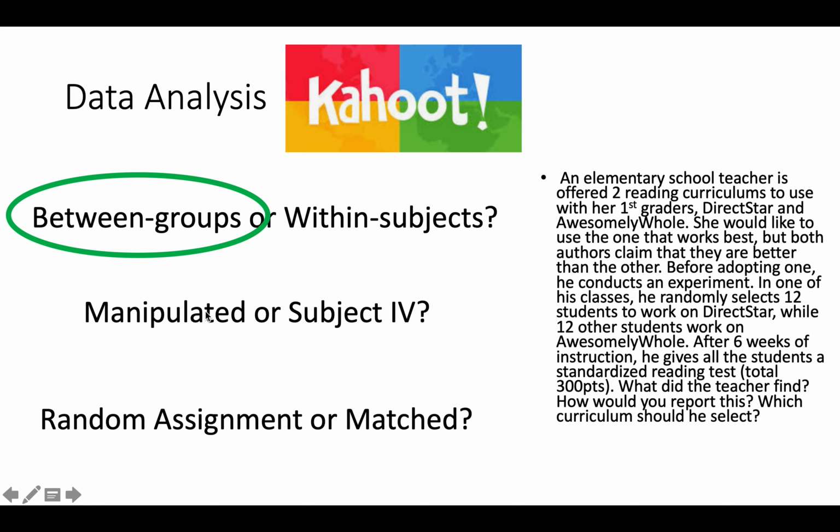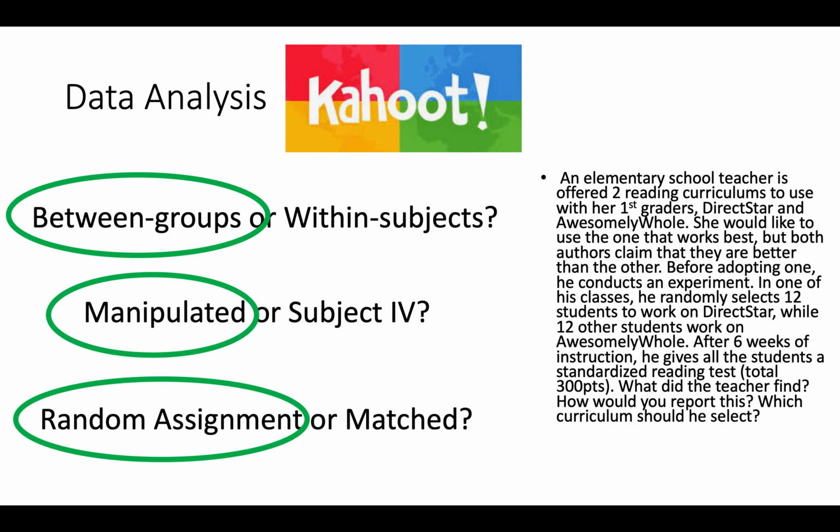Okay, is this a manipulated or subject IV? In other words, is the independent variable manipulated by, controlled by the teacher, or is the independent variable provided by some feature of the subject? Well, we know nothing about the subjects. The subjects are just 12 kids. The teacher controls who gets Direct Star and who gets Awesomely Whole. So this is a manipulated IV, and they are randomly assigned. He randomly selects 12 students, so he controls who gets what. All right? So this is a single factor with two levels.